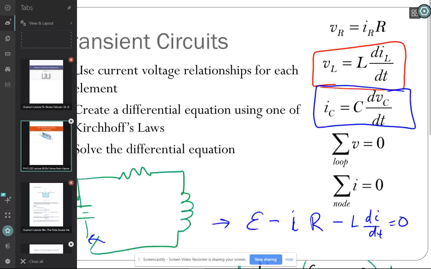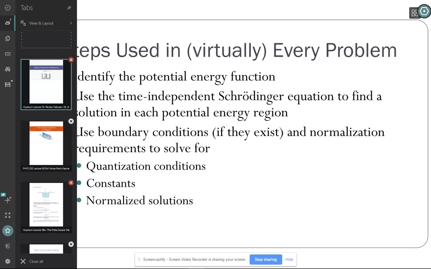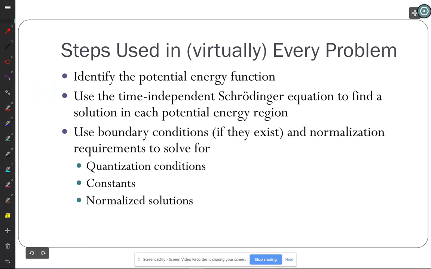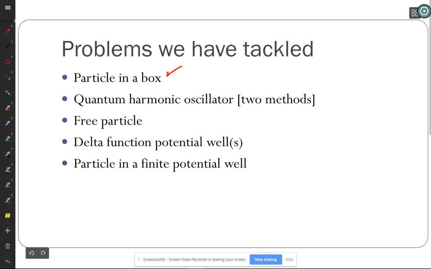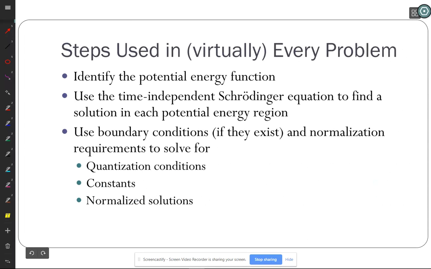Let's go back to the review and then we'll look at problem 4. And if you find something that needs to be redone as we go through problem 4, you obviously can still turn it in. Okay, so steps used in virtually every problem we've done. First, you need to identify the potential energy function, which usually is just going to be given to you. But sometimes, like in real life, nobody gives you anything.